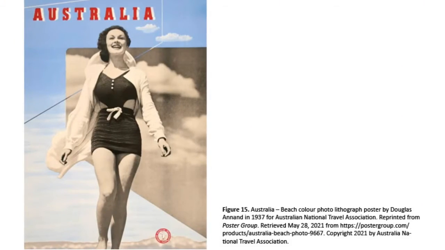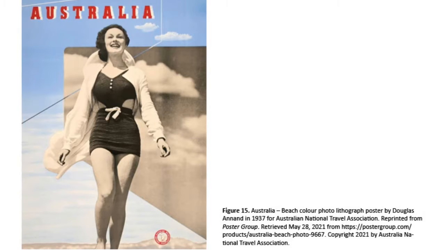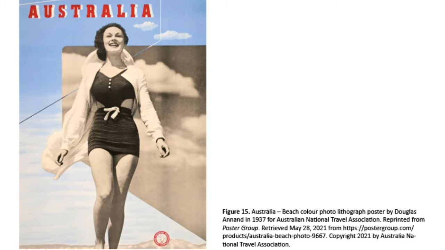Douglas Annand produced many well-known works for the ANTA during the 1930s when graphic design was thriving and new technologies were being introduced. The Australia Beach poster from 1937 was groundbreaking at the time. Annand had teamed up with good friend, photographer Max Dupain, to create the photo montage featuring an attractive carefree woman in swimwear, the epitome of health.